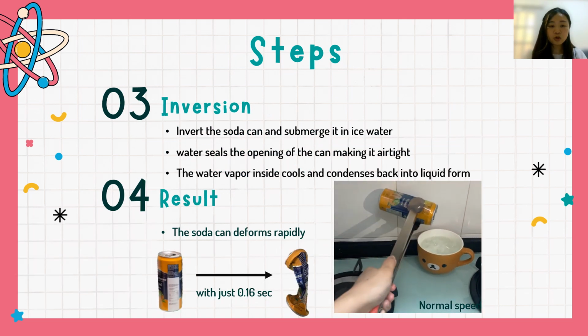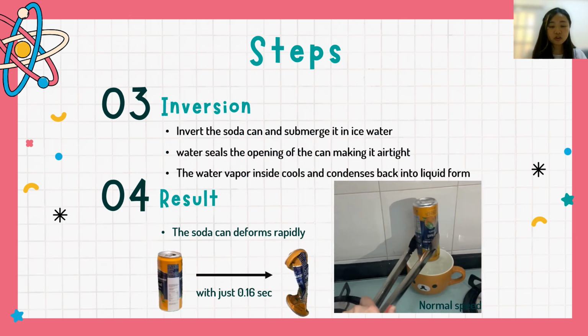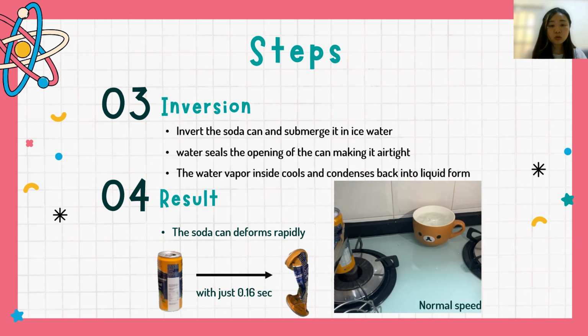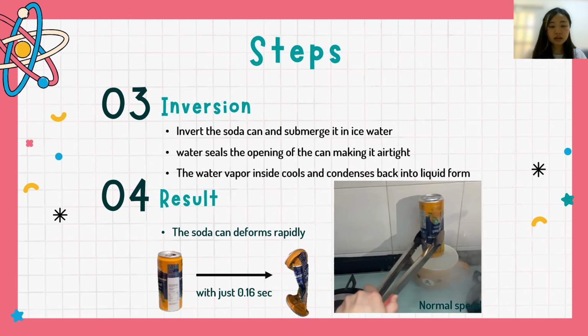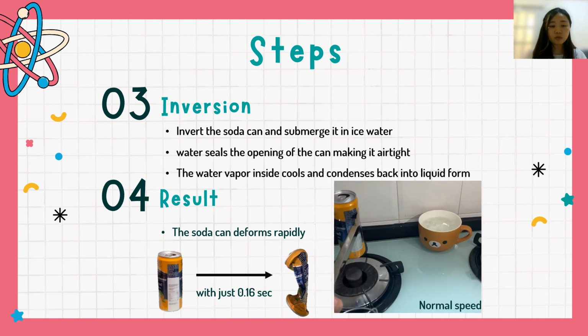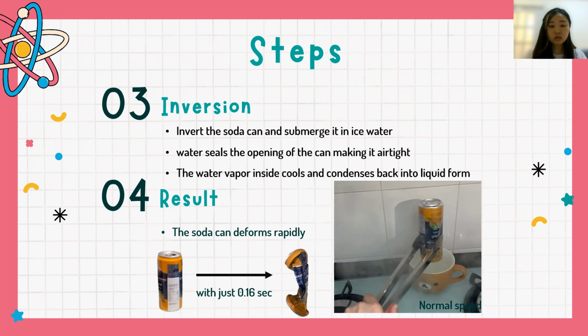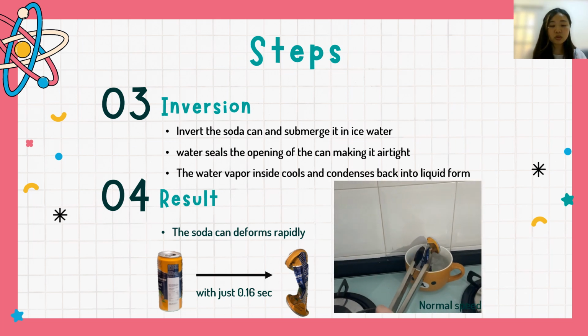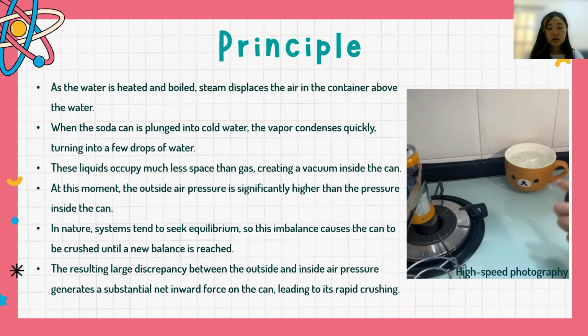Step 3 is inversion. Invert the soda can and submerge it in ice water. Water seals the opening of the can, making it airtight. The water vapor inside cools and condenses back into liquid form, and the result is the soda can deforms rapidly, within just 0.16 seconds.